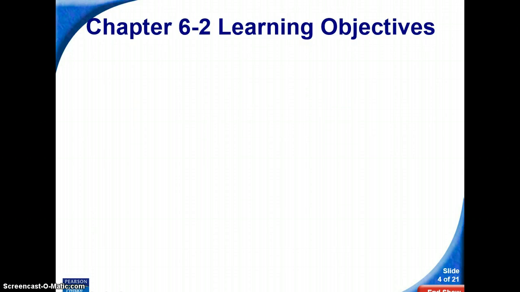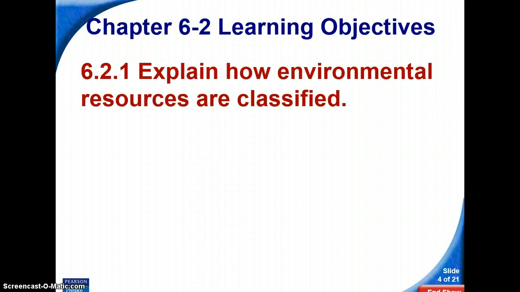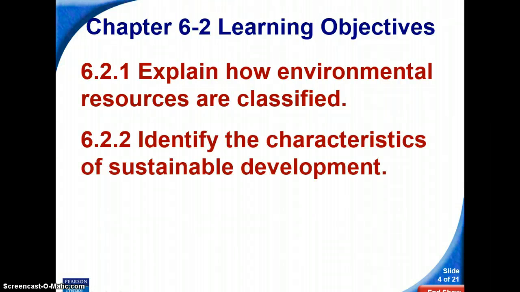So that brings us to the learning objectives for this section. What we are going to learn this time around is we're going to explain how environmental resources are classified, and we're going to identify the characteristics of sustainable development.